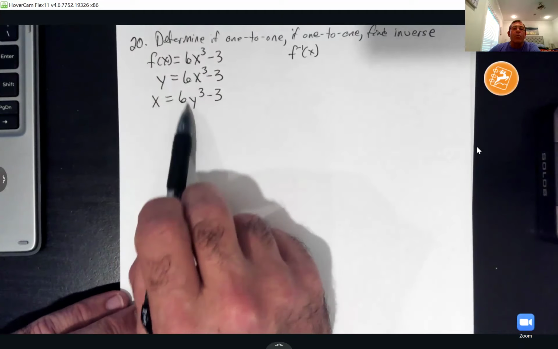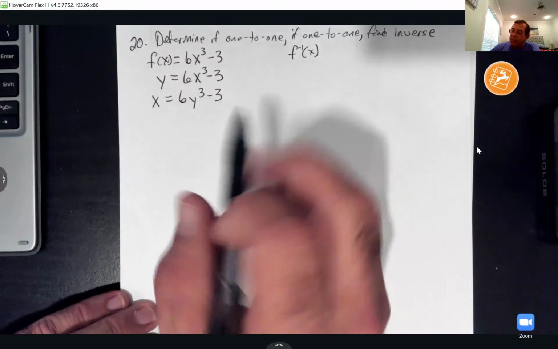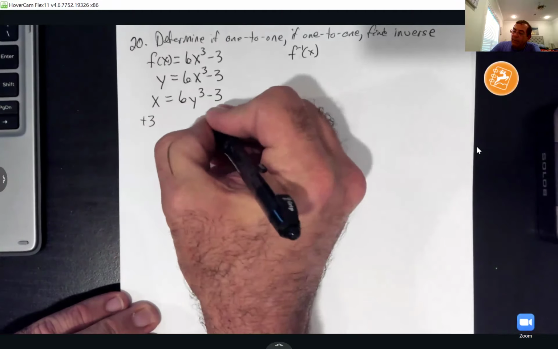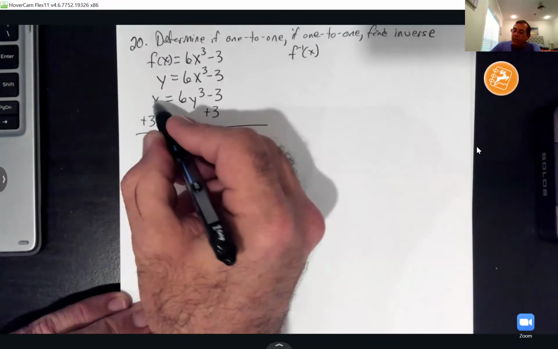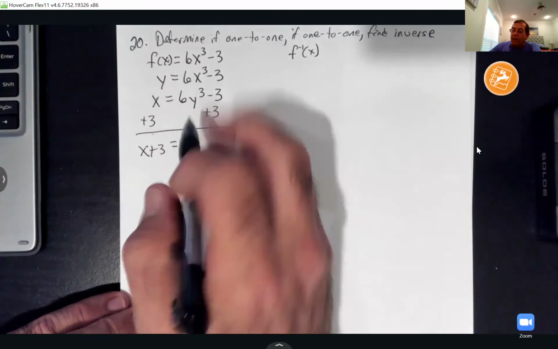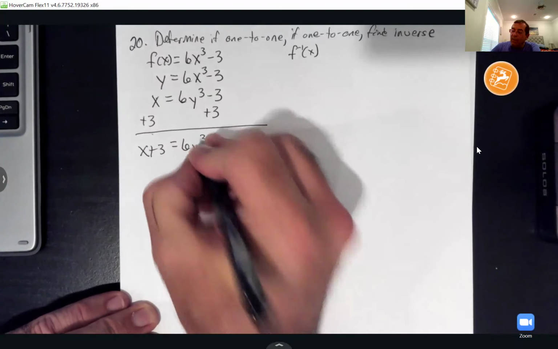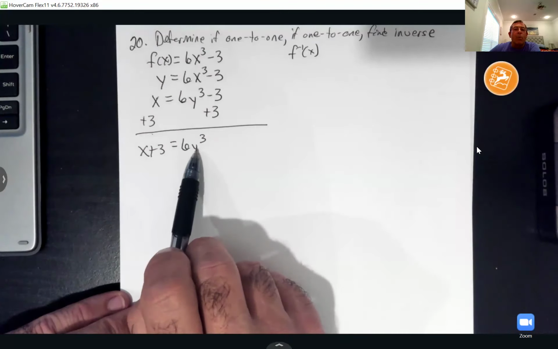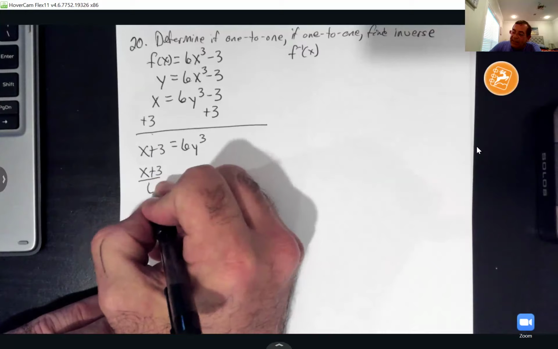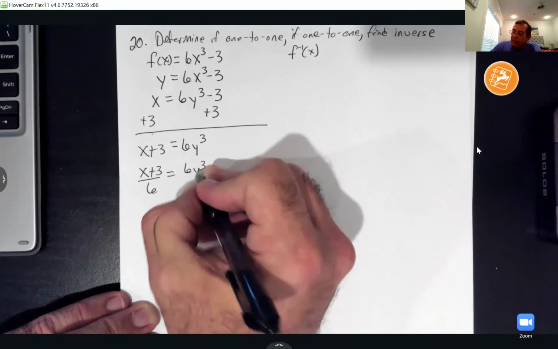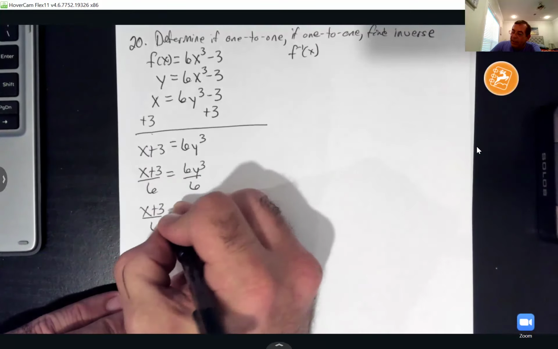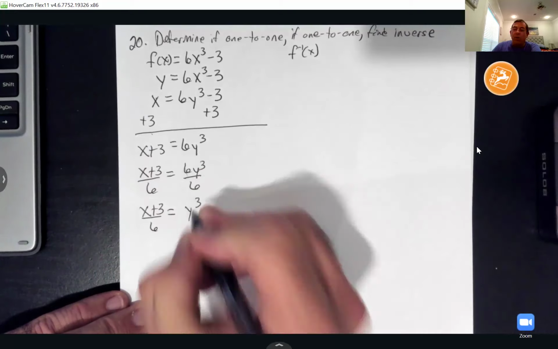All right, we're going to solve that for the y. So we're going to start out by adding 3 to both sides. So look, we get an x plus 3 on the left side. That's going to equal this 6y cubed. And we still need to do more work. We need that y cubed sitting there with a 1 in front. So we're going to divide both sides by 6. So y'all, this side is the x plus 3 over 6. That's now going to equal my y cubed.